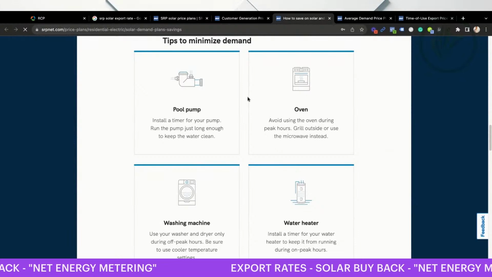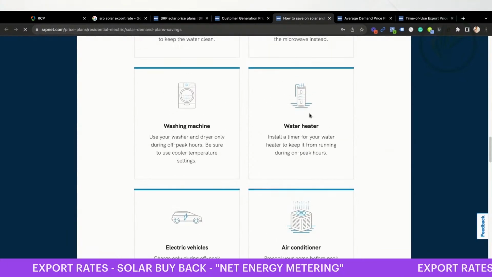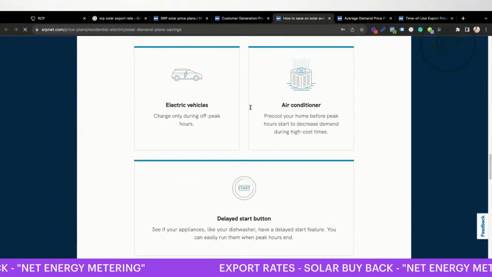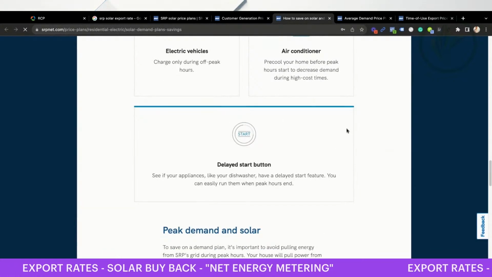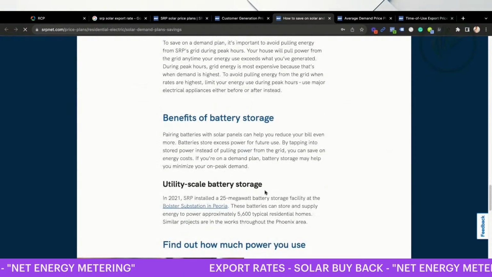These are all the things you want to stagger around. So don't use your pool pump and your oven at the same time. Don't use your washer and your oven at the same time. Don't use your water heater and your washer at the same time. Don't use your pool pump and your water heater at the same time. These things all stack up demand. That stress you're putting on the grid is what you're going to be really charged for.